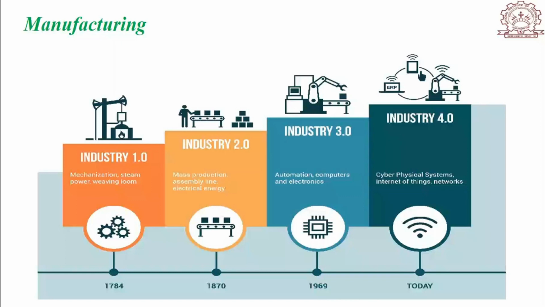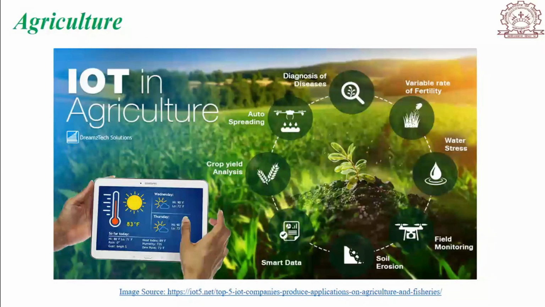And now it is internet of things with the cyber physical system and networks today. Okay, so in the manufacturing area, in agriculture also IoT is there. Agriculture, I am giving an example: some persons have 100 acres of land and they are doing farming on that, and in some part there is some problem.